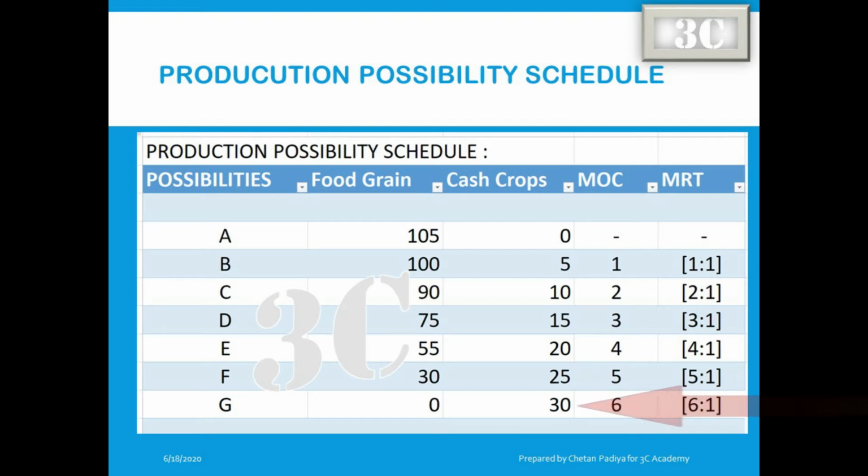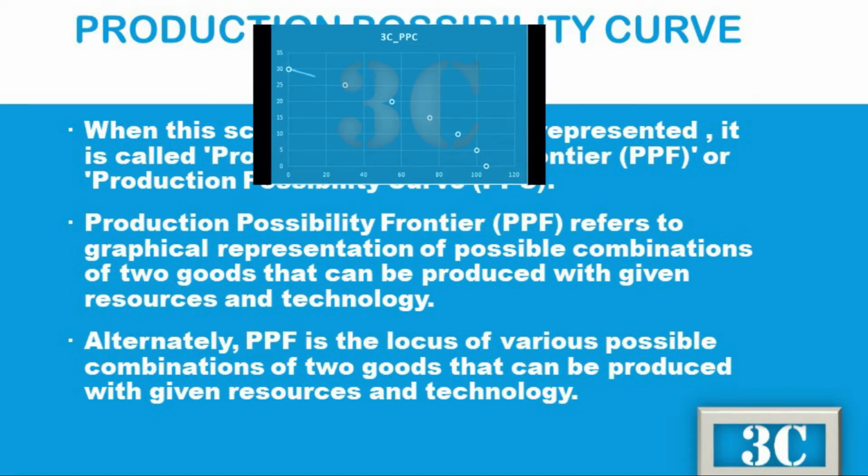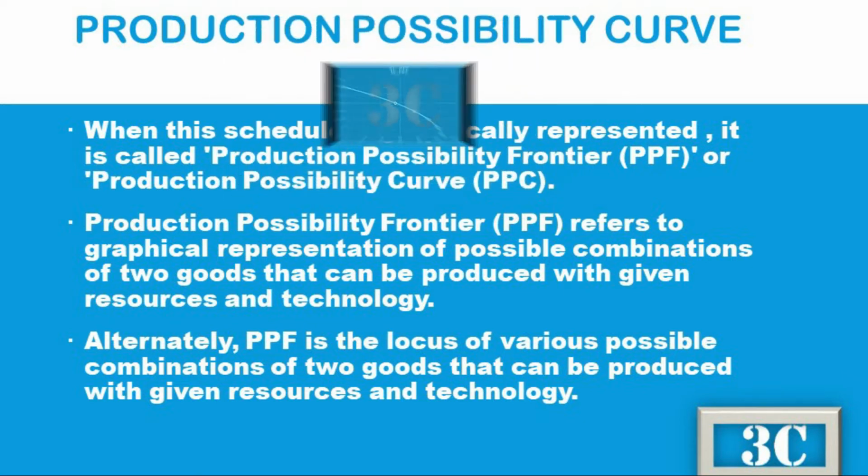At last you can see all resources are used for cash crops, so 30 units can be produced and 0 units of food grains. Now when this schedule is graphically presented, it is called a production possibility frontier or production possibility curve. Production possibility frontier refers to graphical representation of possible combinations of two goods that can be produced with given resources and technology. Alternatively, PPF is the locus of various possible combinations of two goods that can be produced with given resources and technology.